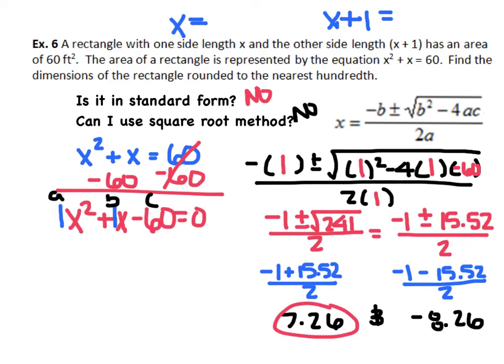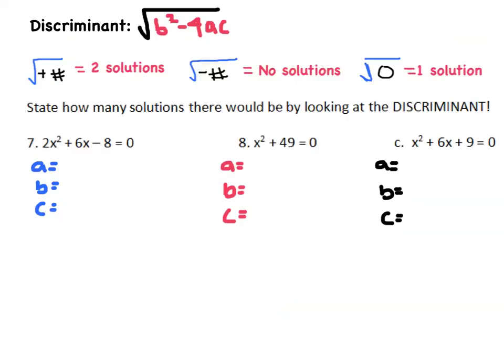So what are the sides of the rectangle? Because that's what the true question is. Now remember, one side is just x, which means it's just 7.26. So there's one answer, okay? Now the second answer is x plus 1, because that's the second side, right? The other side is x plus 1. So basically it means that I take the 7.26 and add 1 to it, and that's positive 8.26. So those are my solutions for the dimensions of the rectangle.